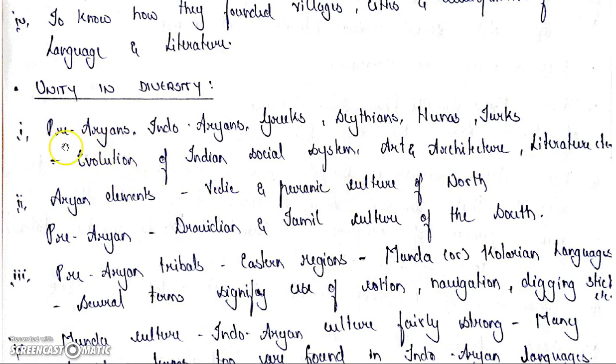Okay. So who all came, who are all there in our ancient history: the pre-Aryans, the Indo-Aryans, the Greeks, the Scythians, the Hunas and the Turks. Many people came, and what they did is they helped in the evolution of the Indian social system. They developed the art and architecture, and they also developed the literature, right? And many other things.